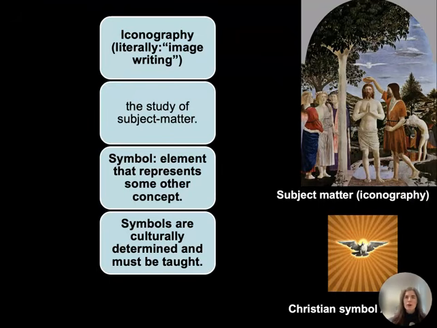The next option to think about is something called iconography. Iconography is this idea of literally writing with images, or image writing. If you think about calligraphy, that's fine writing, very beautiful, precise writing. So iconography: icon is image, and graphy is writing. So writing with images. And this is really the study of subject matter. It's this idea of looking at a work of art and trying to determine what the artist was representing. A lot of the time we can determine what the story was. What is the iconography that the artist is trying to represent?